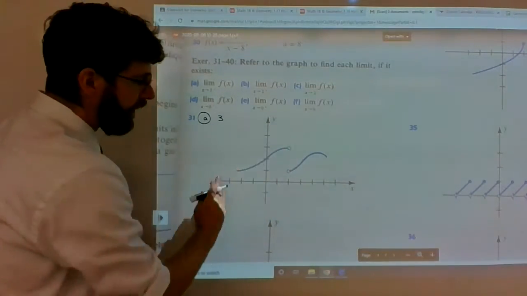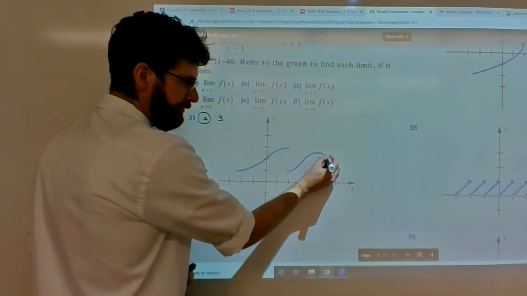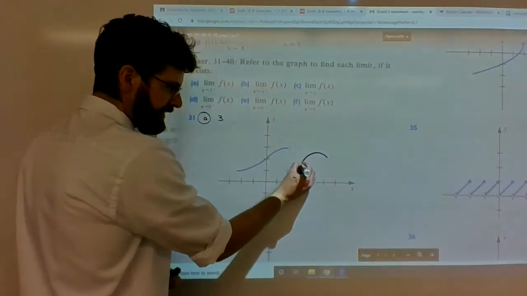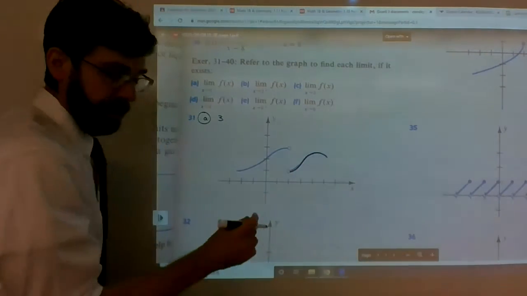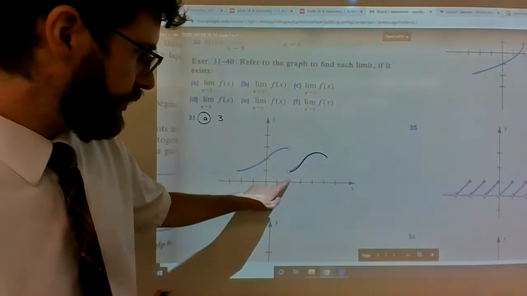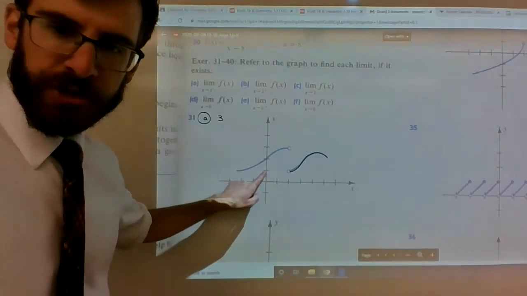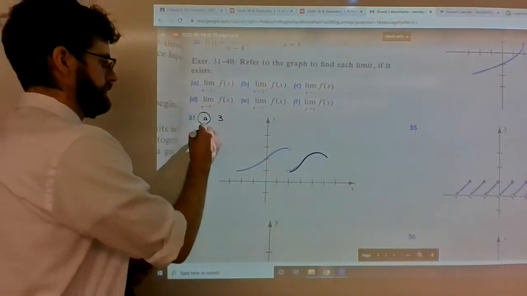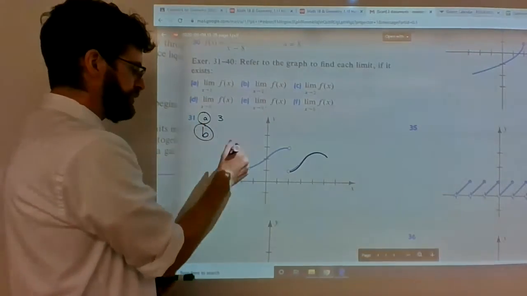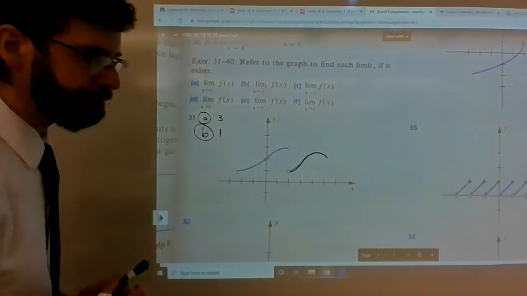All right. From the right, you're following the curve all the way until you get to x equals 2. When you do, your y value is only 1 unit off the x-axis. So the limit as x approaches 2 from the right is 1.